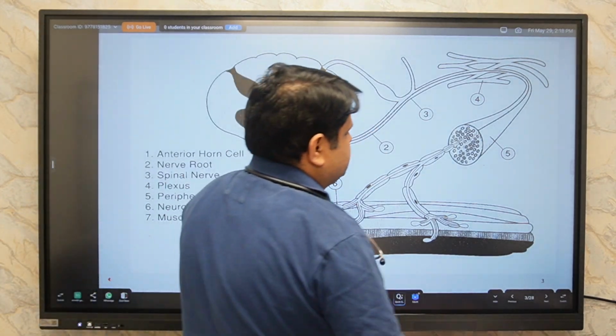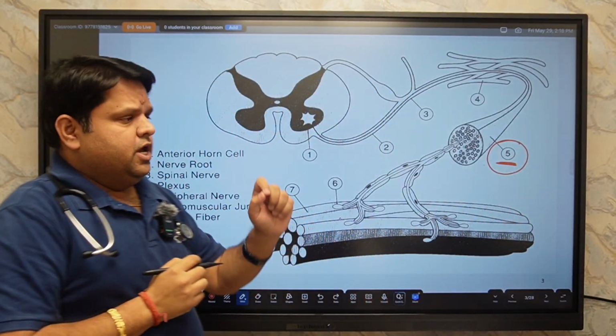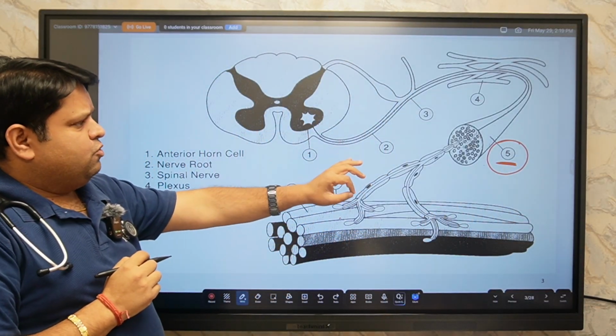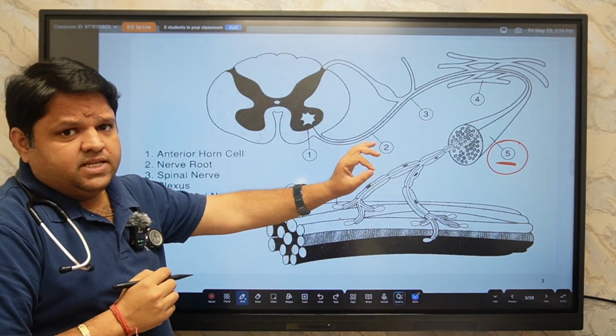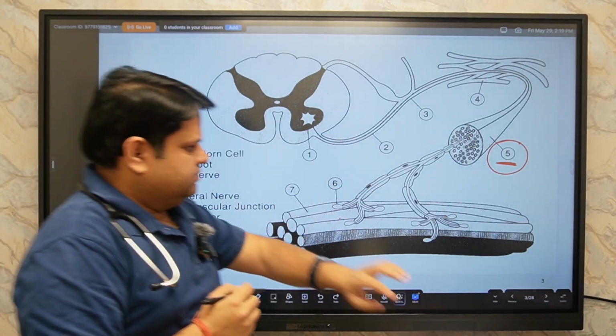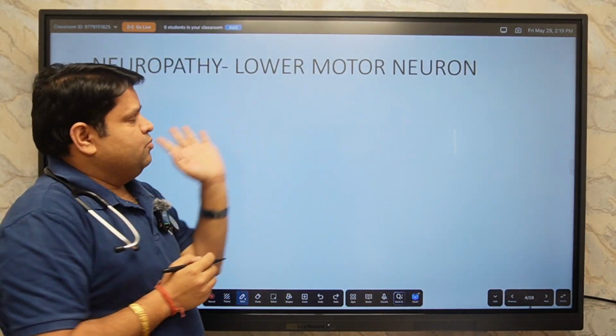But today we will discuss neuropathy or nerve injury. Neuropathy or peripheral neuropathy is damage of the peripheral nerve and it will present as an LMN type of weakness. So neuropathy is a lower motor neuron type of weakness.